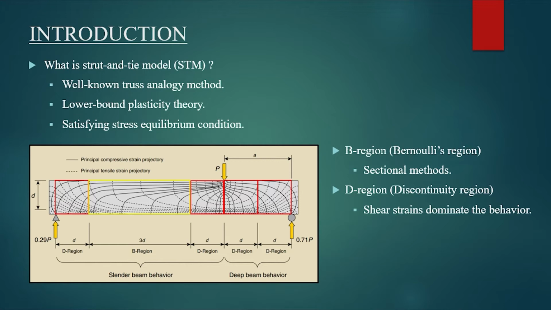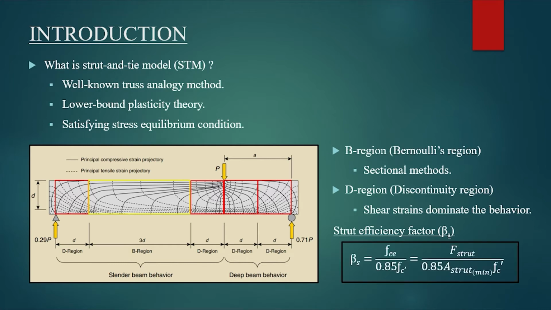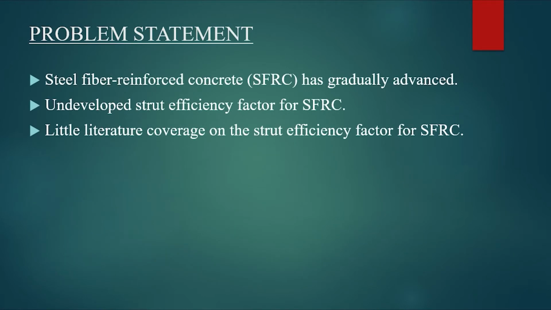The main parameter that influences the accuracy of the result produced by the strut and tie model is the strength reduction factor, also known as the strut efficiency factor. The strut efficiency factor can be defined as the ratio of stress in the strut to the compression strength of the concrete and is mathematically expressed as the following equation. So let's move on to the problem statement of this research.